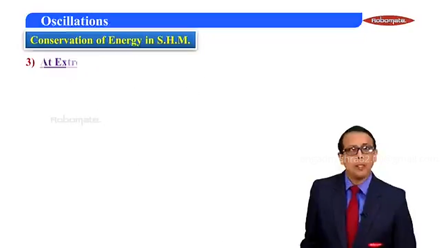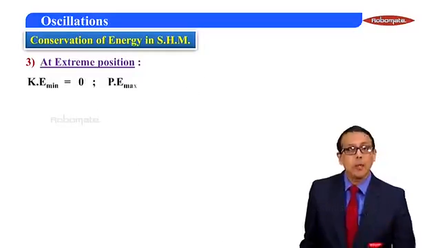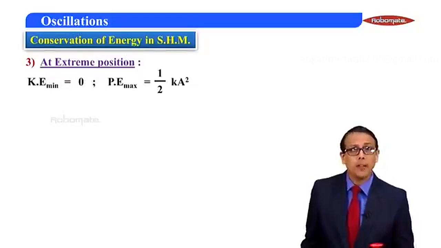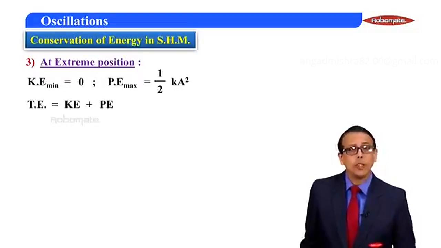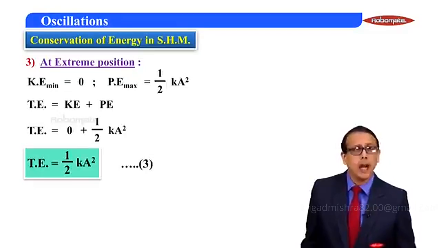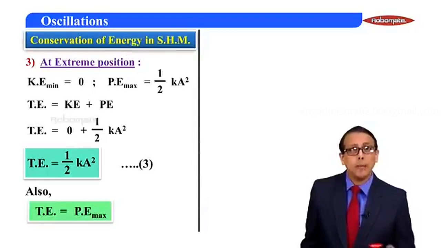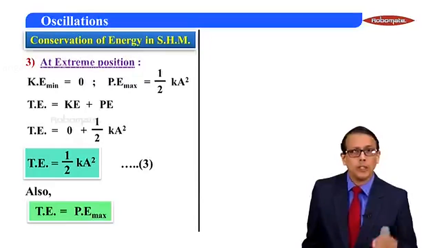Now, let's check what happens at extreme position. As we know, at extreme position kinetic energy is 0, potential energy is maximum, that is half k a square, and therefore, students, total energy at extreme position will become 0 plus half k a square, which is nothing but half k a square itself. And here we can very clearly see total energy is equal to PE max. That means at extreme position total energy is purely potential. It was but obvious since kinetic energy was 0 at extreme position.